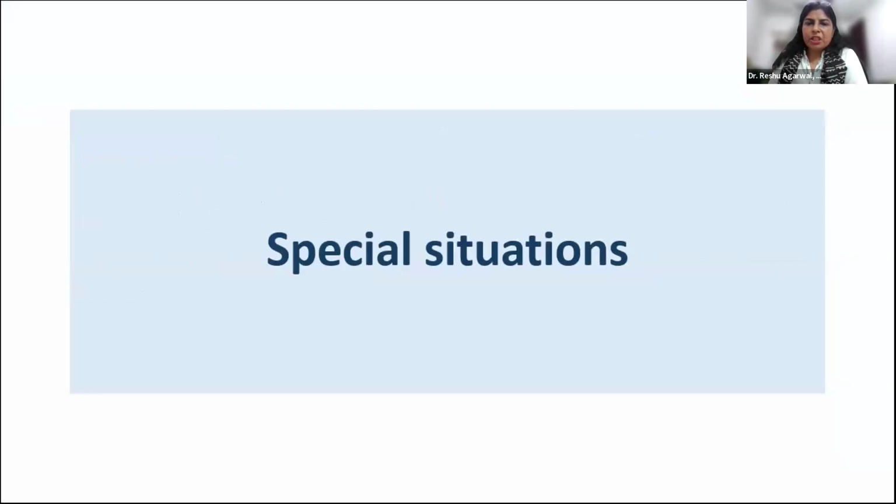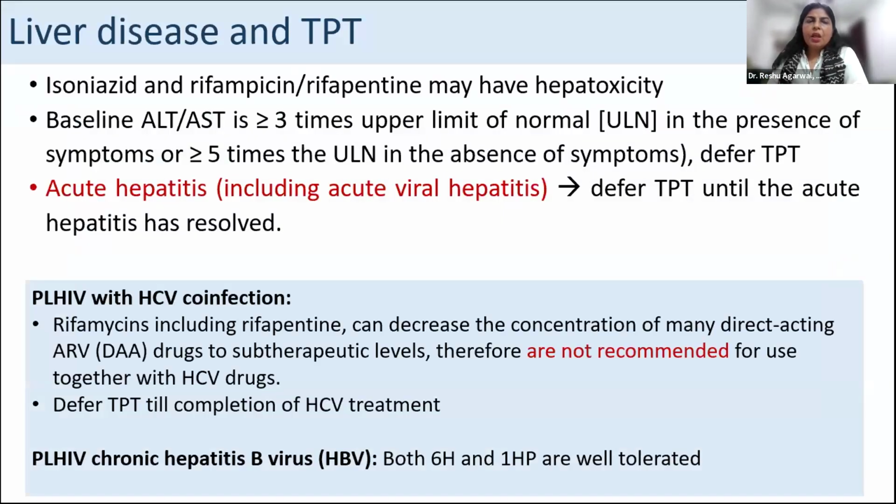Coming to the special situations now. So what do you do if the patient has a liver disease and TPT? Obviously we know isoniazid and rifamycins may be associated with hepatotoxicity. So as I said in the earlier slide, if the baseline ALT or AST is more than 3 times the upper normal limit with the presence of symptoms, or more than 5 times without the symptoms, you can consider to defer TPT unless the condition resolves.